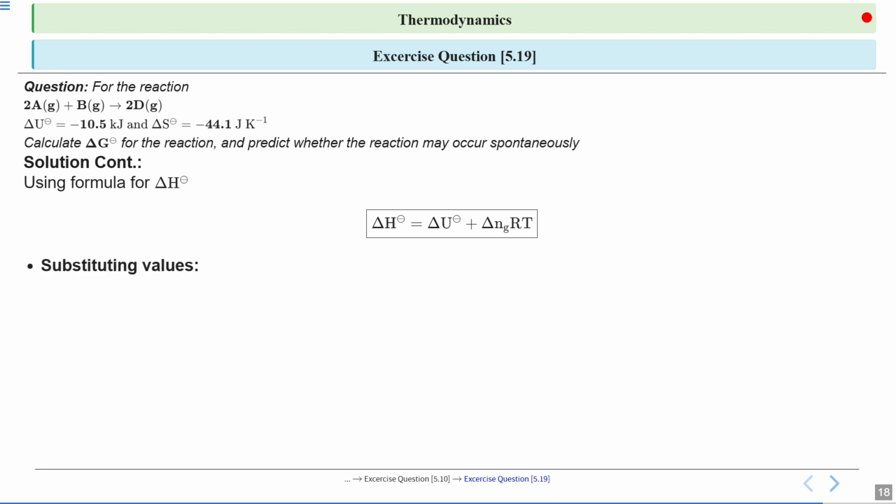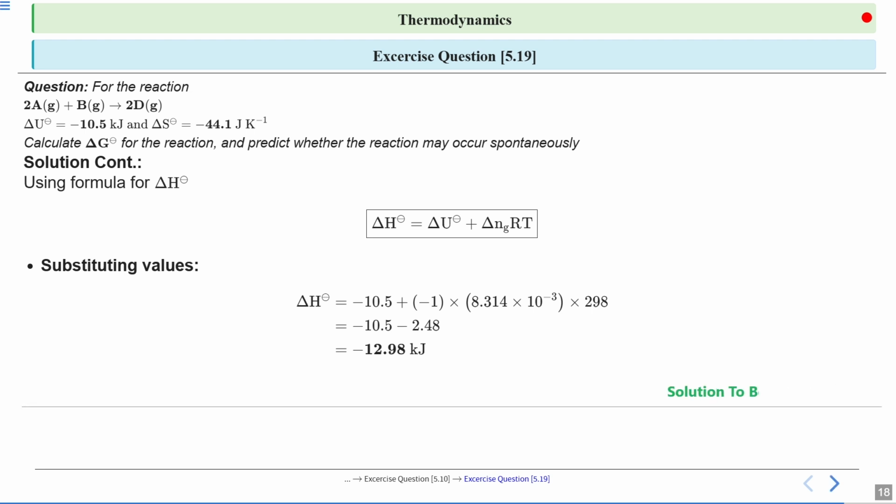If you substitute the values, what will you get? You will get your delta H naught as minus 12.98. We have set up the value for the delta U naught as minus 10.5. We have taken delta n g as minus 1. We have calculated this in the previous part. The value of R was also mentioned and T is 298, which is at standard condition. Now this will give you the total value of enthalpy change as minus 12.98 kilojoule.